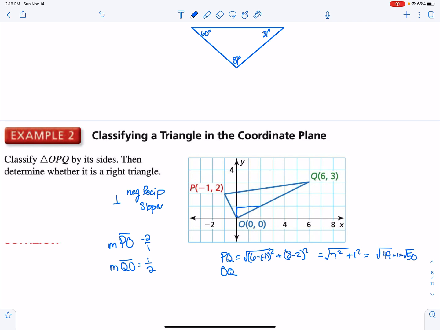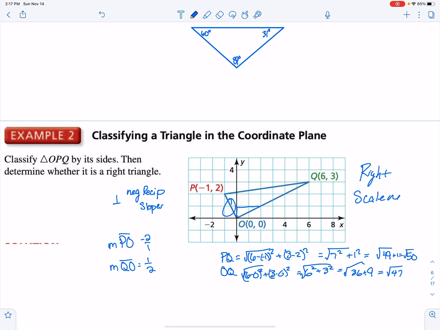Now, I could simplify it, but I really just want to make sure that OQ is not the same. So if I do this for OQ, it's 6 minus 0 squared plus 3 minus 0 squared. And I get 6 squared plus 3 squared, which gives me the square root of 36 plus 9, and that does not give me 50, that gives me 45. So I know that those are not two congruent sides. So now I know for sure that this triangle is right, and obviously this one's not going to be the same size as those other two, so I have a right scalene triangle. So that's how we would classify that one, by angle and by side.